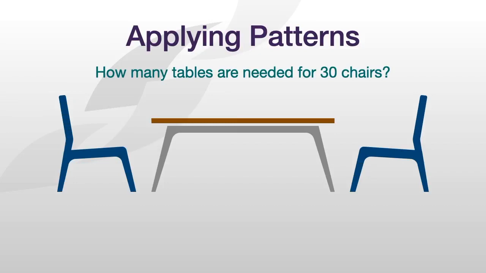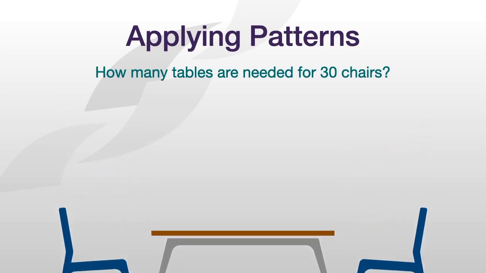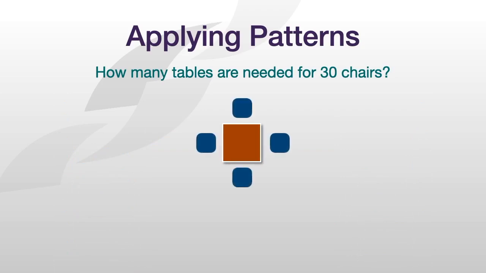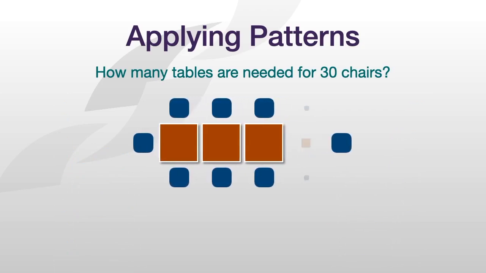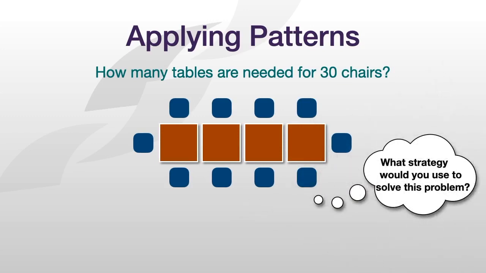For our next problem, we'll return to what was mentioned at the beginning of the video. We need to figure out how many tables we need to sit 30 people. But first, we have to know how the tables and chairs are arranged. Now that you can see this arrangement, how could you figure out how many tables are needed for 30 chairs?